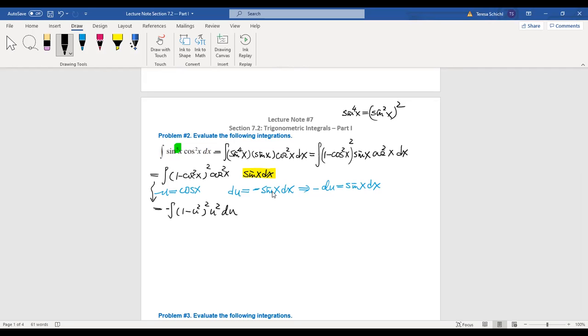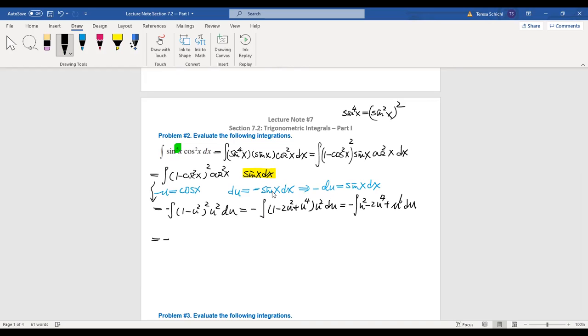All right, so now the same thing here. Be careful about your algebra when you FOIL it. So this will be 1 minus 2u squared plus u to the fourth, times u squared du. Don't forget this negative sign. So this will be u squared minus 2u to the fourth plus u to the sixth du. Now this becomes a very simple integration.